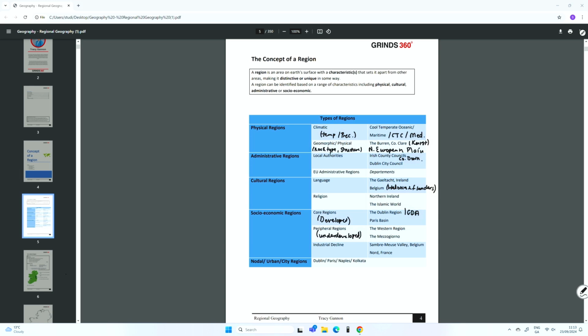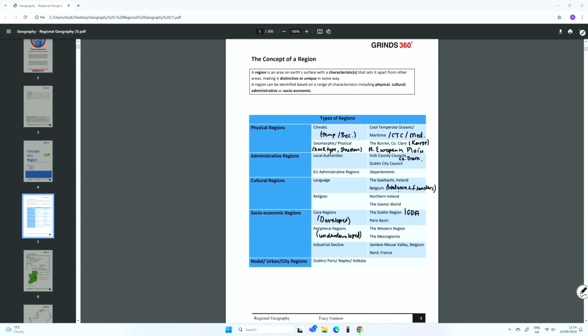Sometimes an example that's included here is actually Northern Norway. Again, somewhere that's very, very isolated. Anywhere isolated tends to be a peripheral region. Regions of industrial decline is an area that was once a very wealthy, thriving area, but its socioeconomic status has deteriorated. The Sambre-Meuse Valley, which is located in Wallonia in Belgium, is an example of this, as well as the North coalfields. Both of them had coalfields, but their resources were depleted.